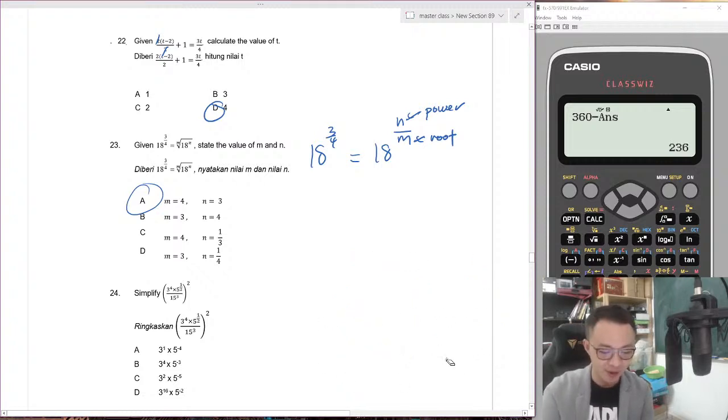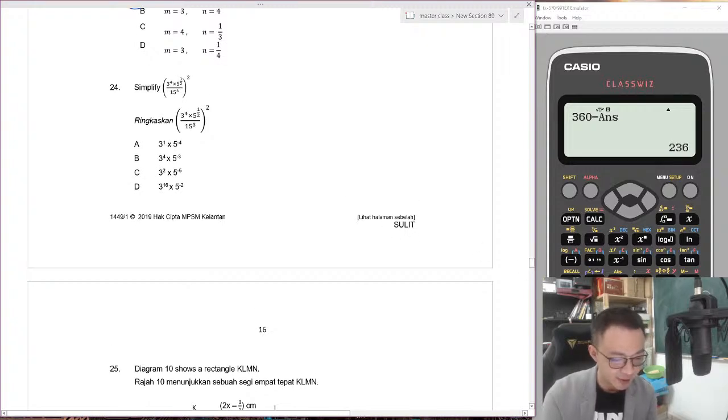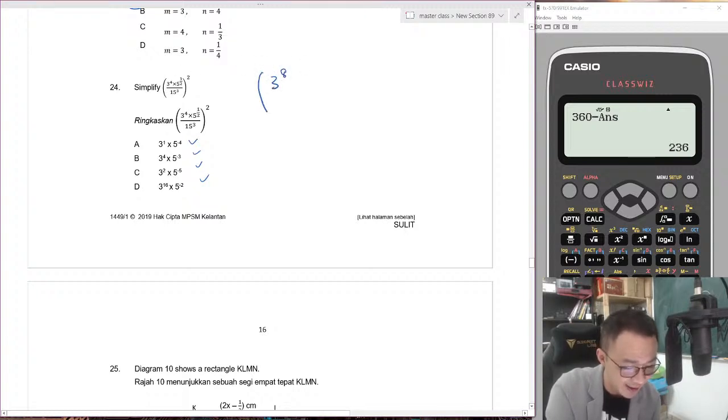Alright, so 24. Okay, we kind of need to square. This one you can type in a calculator, right? But typing in a calculator, you kind of need to type one by one. Never mind, we do it manually. Okay, so this one should be 3 power of 8.